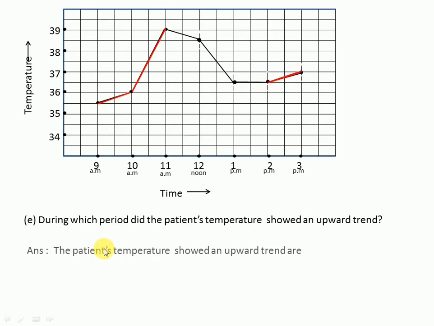Here we write our answer. The periods in which the patient's temperature showed an upward trend: the first is from 9 AM to 10 AM. This is the first upward trend. Next, 10 to 11. Write it here, 10 to 11. And the last one is here, that is 2 to 3 PM.